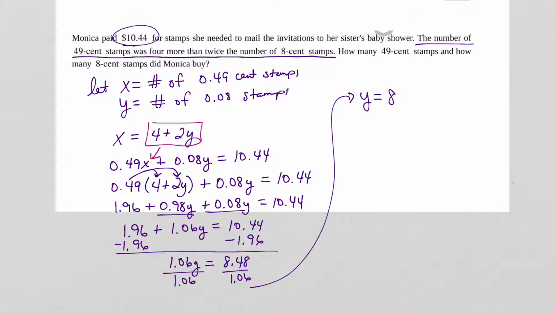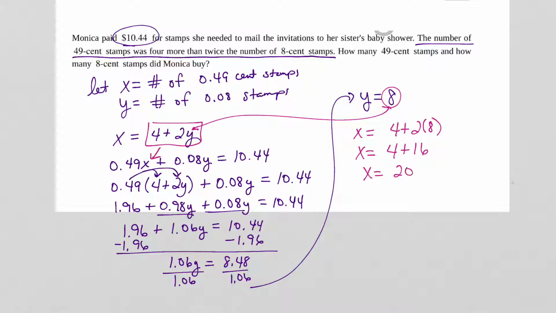So what does that mean? That means I have 8 8-cent stamps. So now to find the number of 49-cent stamps, I have to take this 8 and put it right there. So I know that x is equal to 4 plus 2 times 8. X is equal to 4 plus 16. X is equal to 20. So I have 20 49-cent stamps, and I have 8 8-cent stamps.